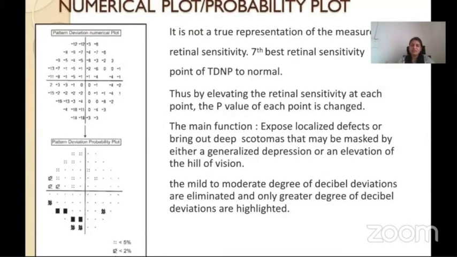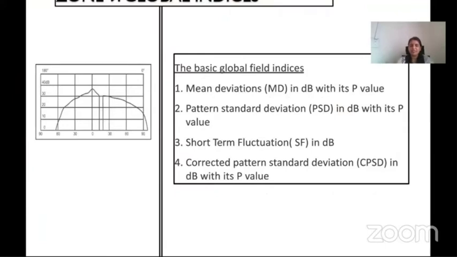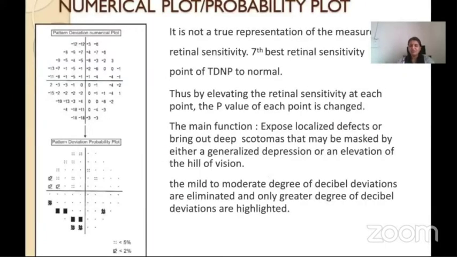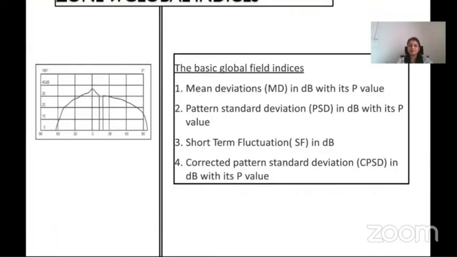In zone 7, we get a pattern deviation numerical plot. Here, it's not a true representation of measured retinal sensitivity, but is derived from the TDNP plot, wherein the points are raised to the 7th best retinal sensitivity point, and we get a PDNP plot. This in turn can be converted to the PDPP plot in the form of p-values. The PDPP plot basically unmasks the localized defect from generalized field loss.